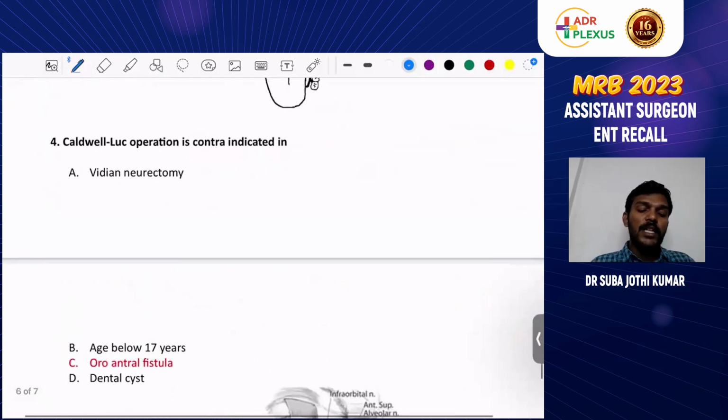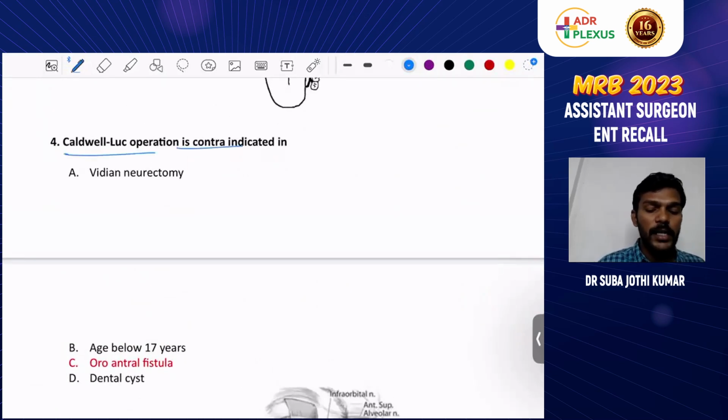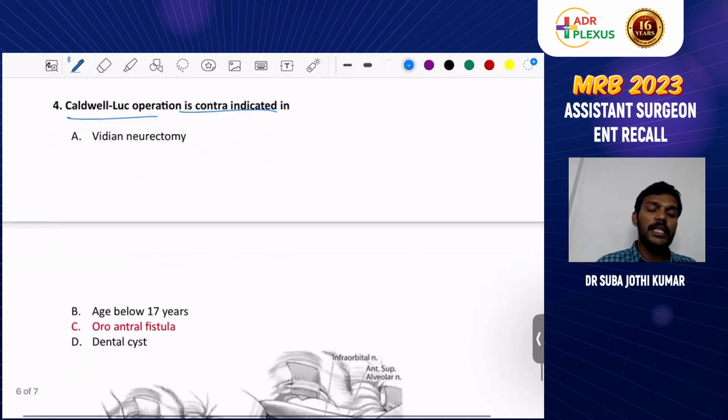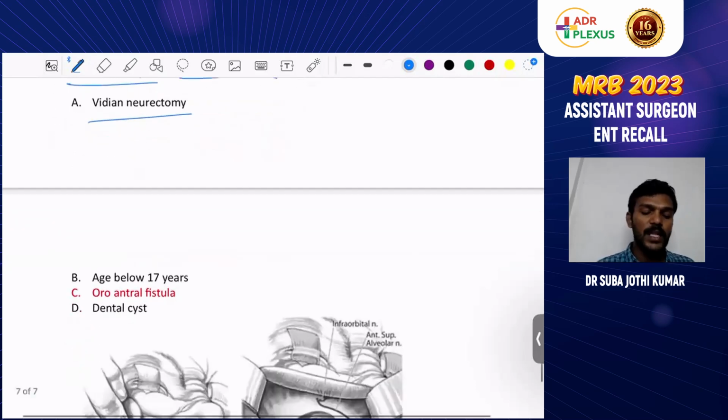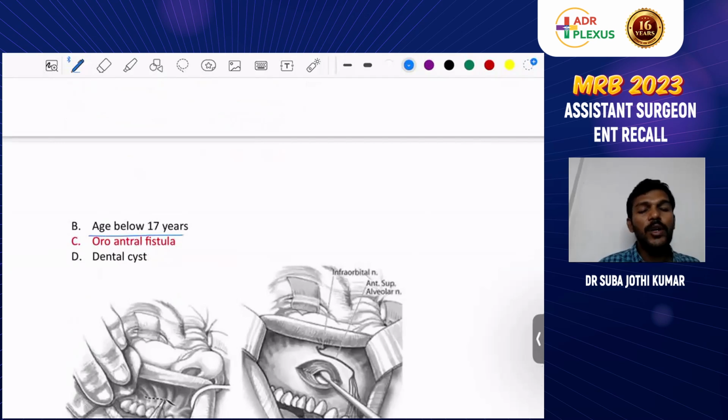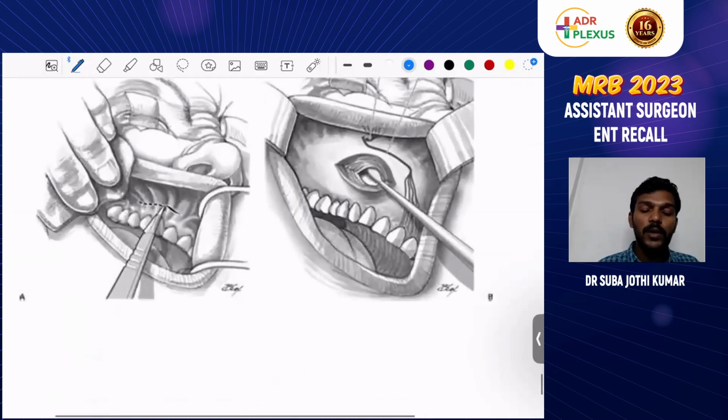Next question. This is quite a controversial question. See, the Caldwell-Luc procedure is contraindicated. So vidian neurectomy has nothing to do with the Caldwell-Luc procedure. Age below 17 years, because it is a bone and the maxilla has been well developed during the early parts of lifetime, so age is also not a criterion for this patient. Dental cyst is an indication, not a contraindication. So let me explain what the Caldwell-Luc procedure is.